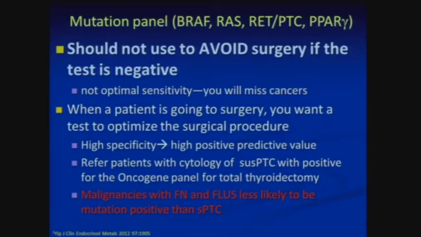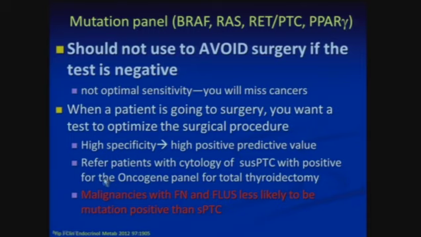So the mutation panels, again, you would not use these to avoid surgery, meaning a negative test will not cancel surgery, but they're very helpful in a patient who is going to the operating room if you're trying to decide if you should do a hemithyroidectomy or total thyroidectomy, in that if you are gene positive, particularly with the BRAF mutation, you almost certainly have an underlying carcinoma.